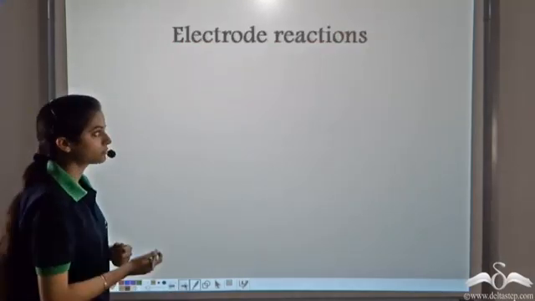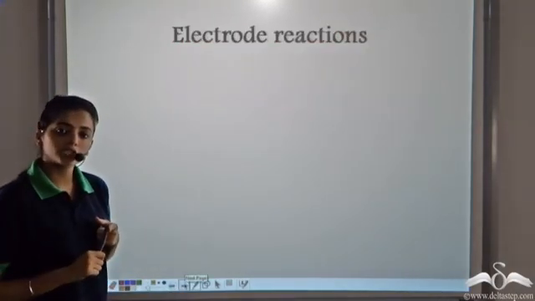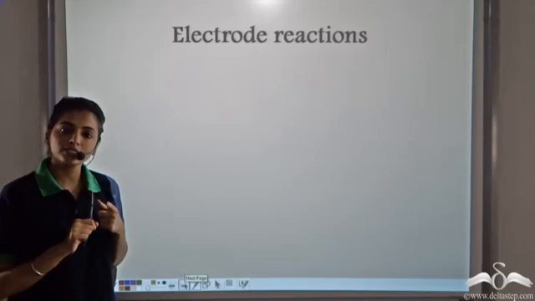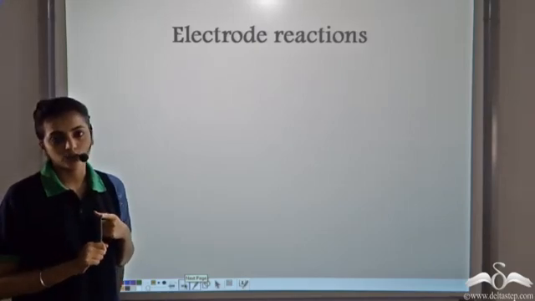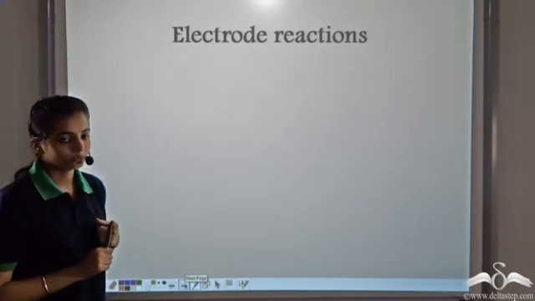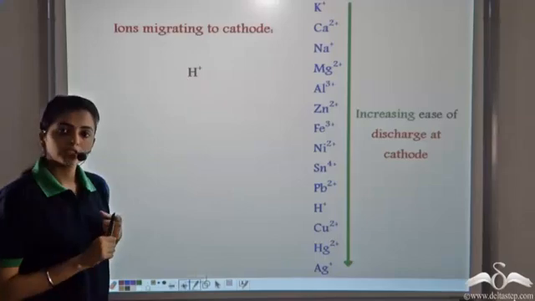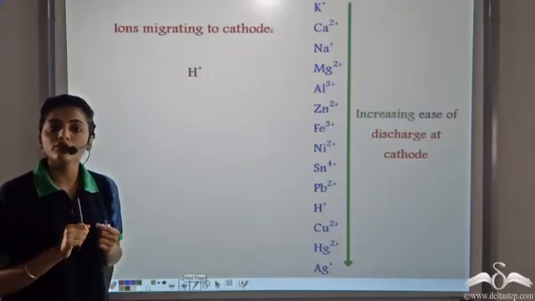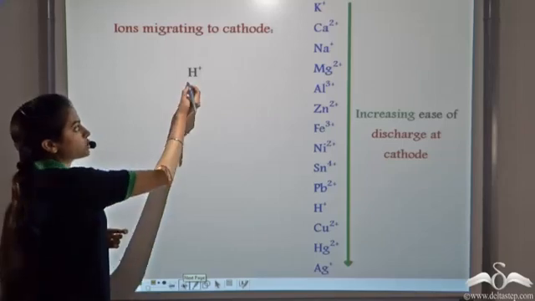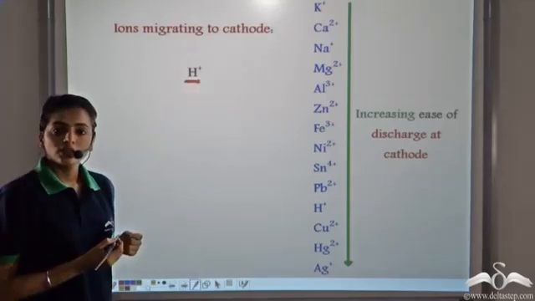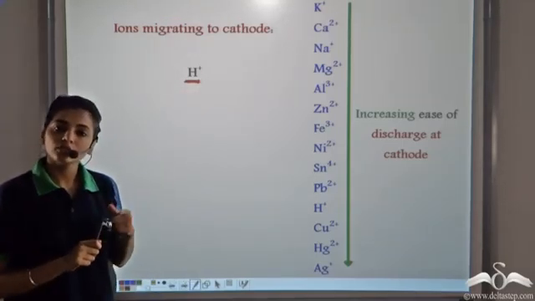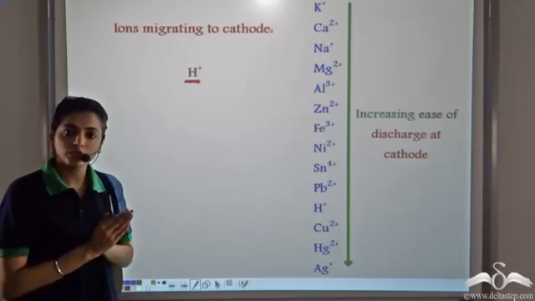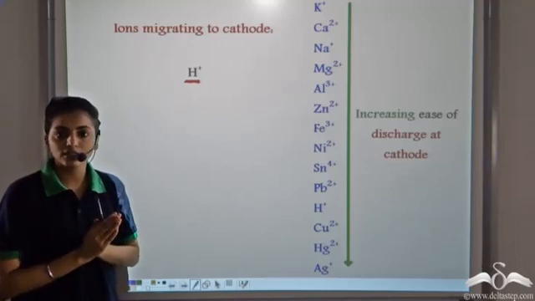So now let's look at the electrode reactions. That is the reaction taking place at the cathode and at the anode. Let's start with the cathode. So the cations migrate at the cathode. In this solution, we have only one cation, that is H plus. When we have only one cation, this particular cation migrates towards the cathode and is discharged at the cathode.